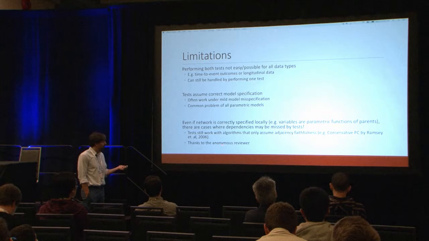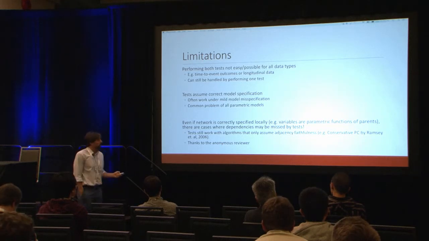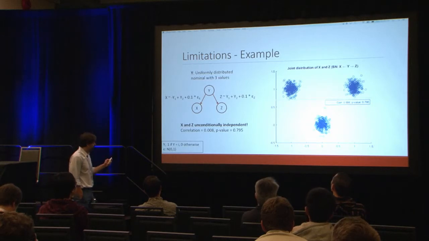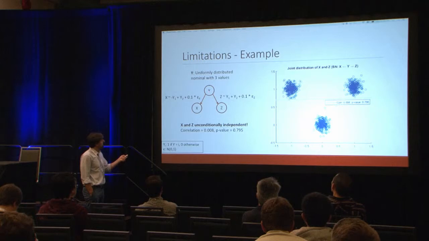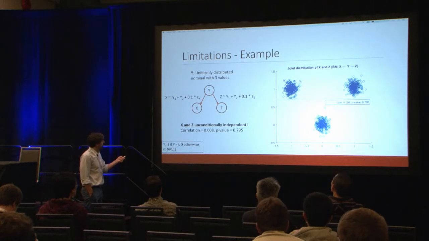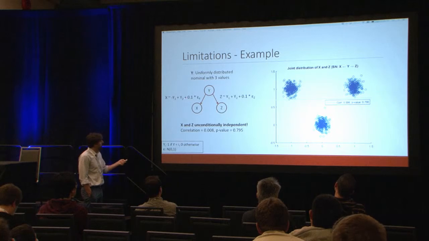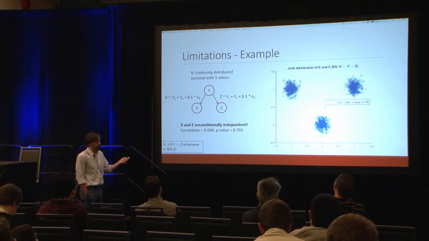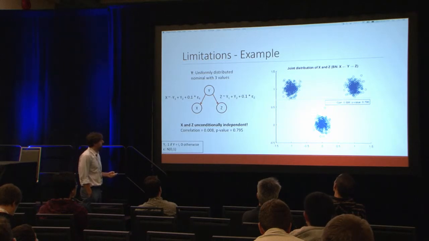I would really like to thank the anonymous reviewer for this. I don't know if they are in the room, but let me give you an example. So imagine you have this network here, and this is a nominal variable, takes 3 values, and the distribution of x depends on the values of y. The distribution of z is continuous and depends on the values of x, all right?